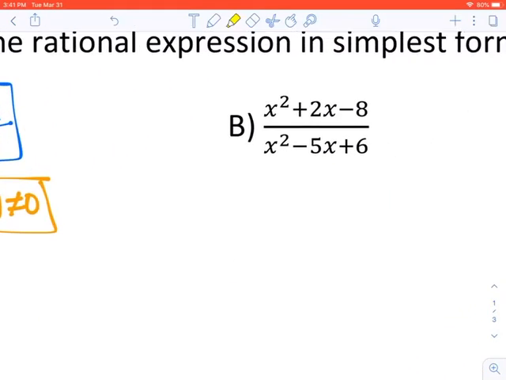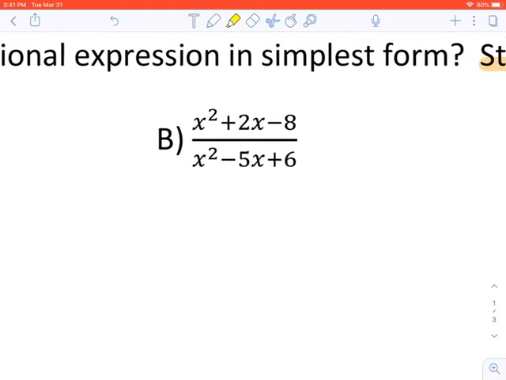But let's say we come up here to b. Now we have x squared plus 2x minus 8 over x squared minus 5x plus 6.